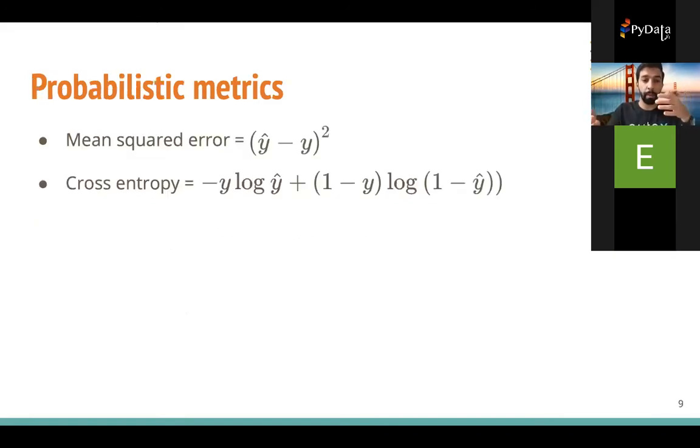Then we have the probabilistic metrics. These are important if you want the quality, if you don't really care about the labeling or making the decision as much as predicting good distributions. And the probabilistic metrics try to change the problem from classification to regression, where the predicted value is the probability.